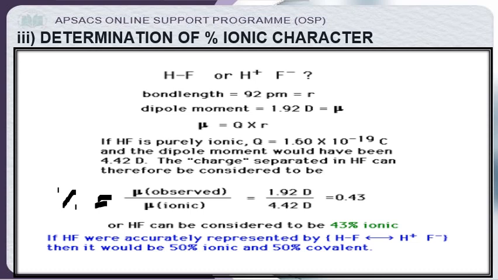It is the bond length, and then the dipole moment is found. It is the value which is experimentally calculated, 1.92 D. This is the observed, or experimental, value. Now we have to find the theoretical value, which will be termed mu ionic. The formula applied for the ionic character determination is percentage ionic character equal to mu observed, meaning the experimental value, divided by mu ionic. Mu observed is given as 1.92 D, and mu ionic we have to calculate.